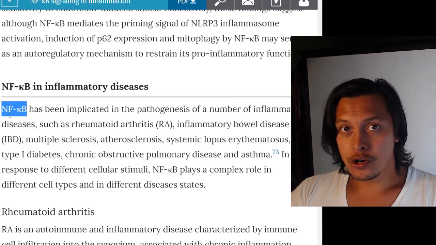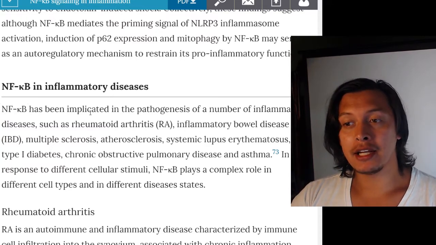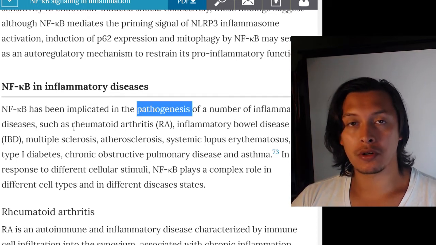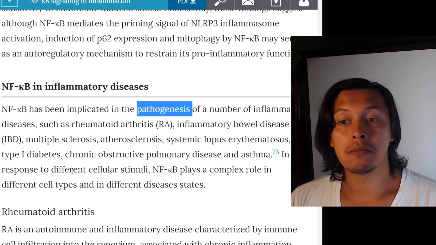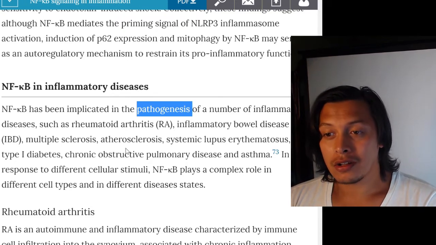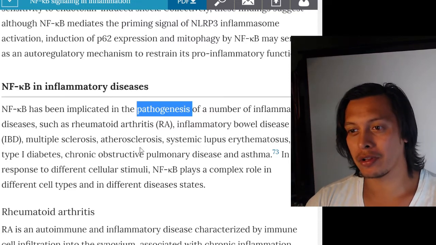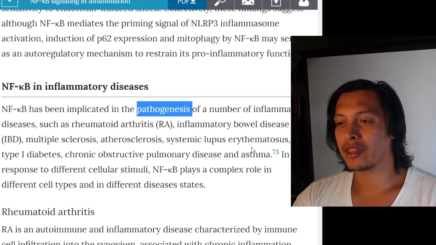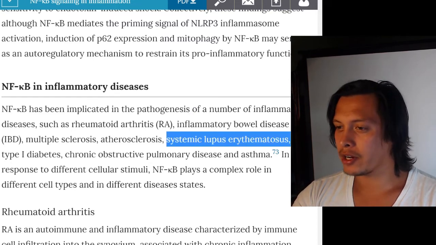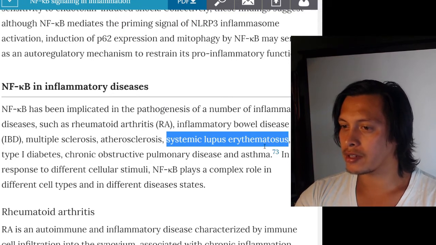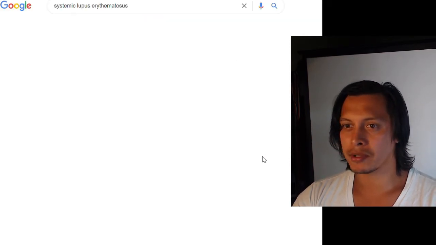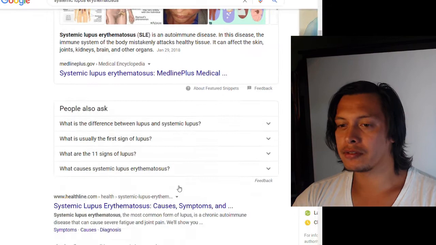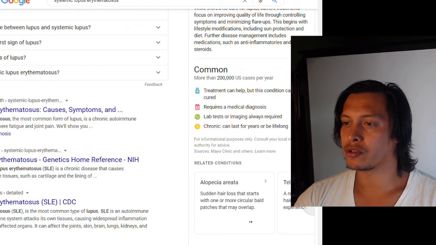So nuclear factor kappa B has been implicated in the pathogenesis of a number of inflammatory diseases, such as rheumatoid arthritis, inflammatory bowel syndrome, multiple sclerosis, atherosclerosis, systemic lupus erythematosus, which I can never pronounce, and I do not know what this one is. I'd assume it's something red. Yeah, so basically causing redness, but also which is associated with lupus.